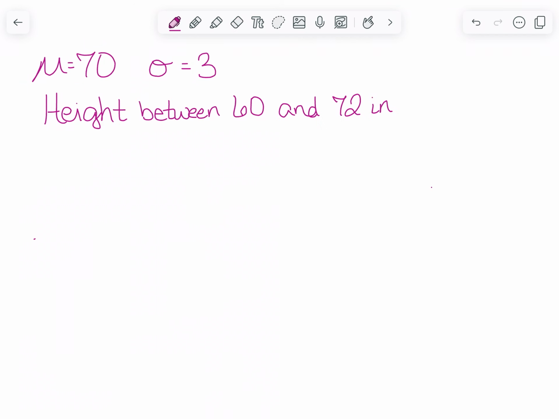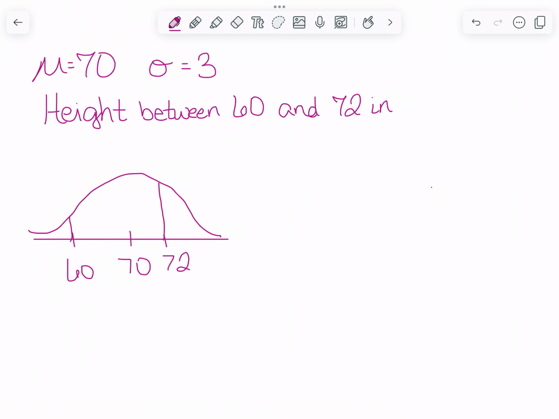Finally, let's suppose we want to know the probability that an adult male is between 60 and 72 inches tall. Once again, let's start with a diagram. I'm going to draw my normal distribution and put the mean 70 at the center. I'm going to put 60 to the left and 72 to the right. The actual locations don't matter as long as we have a general approximation. And this time I'm going to shade between them since I want this between area.